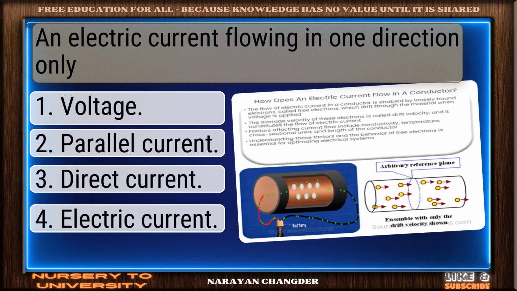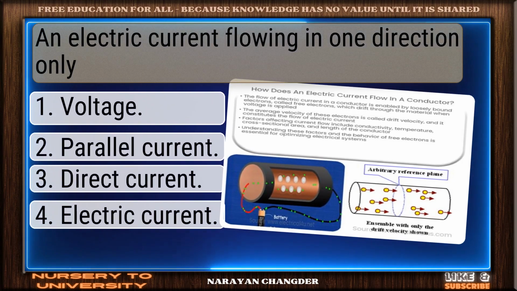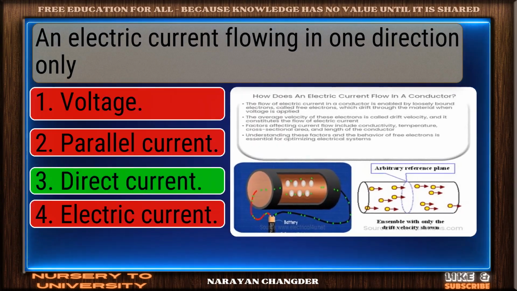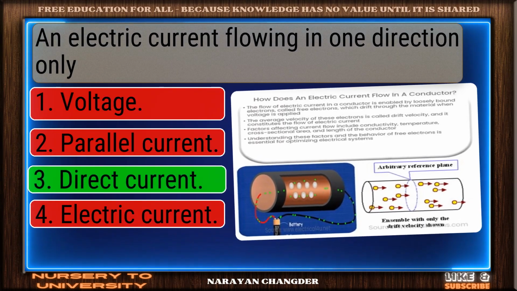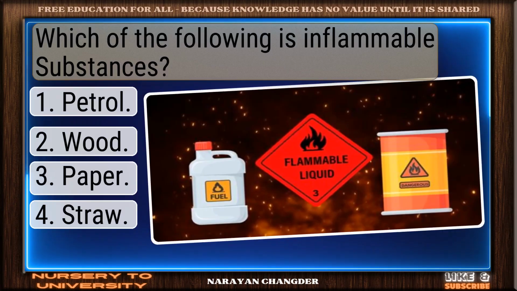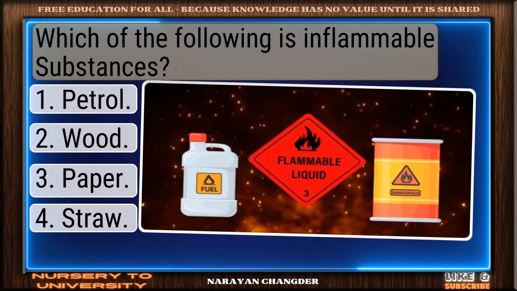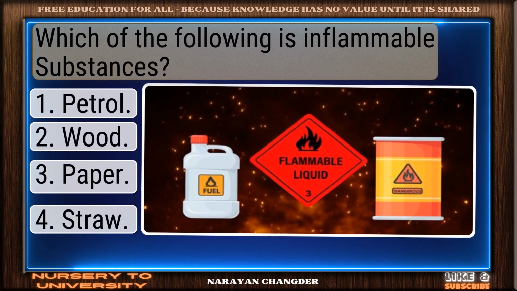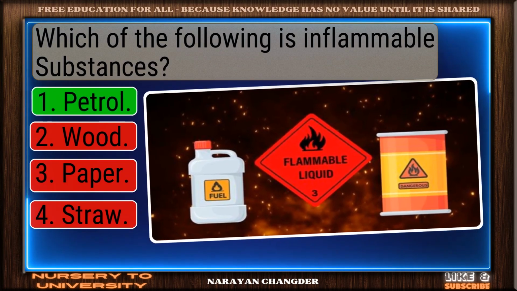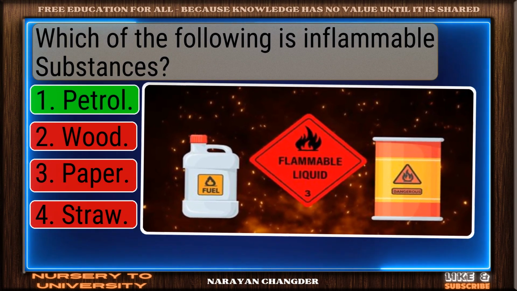Question number 64. An electric current flowing in one direction only. Clear logic. Your choice direct current is sound and 100% true. Question number 65. Which of the following is inflammable substances? Valid point. Petrol is true.